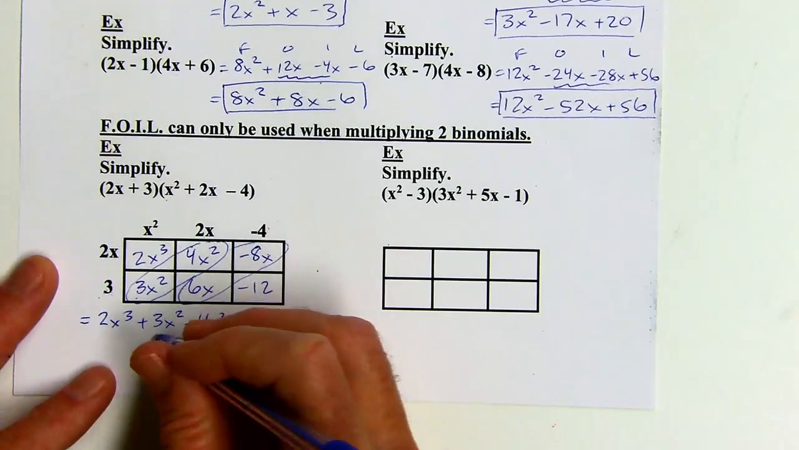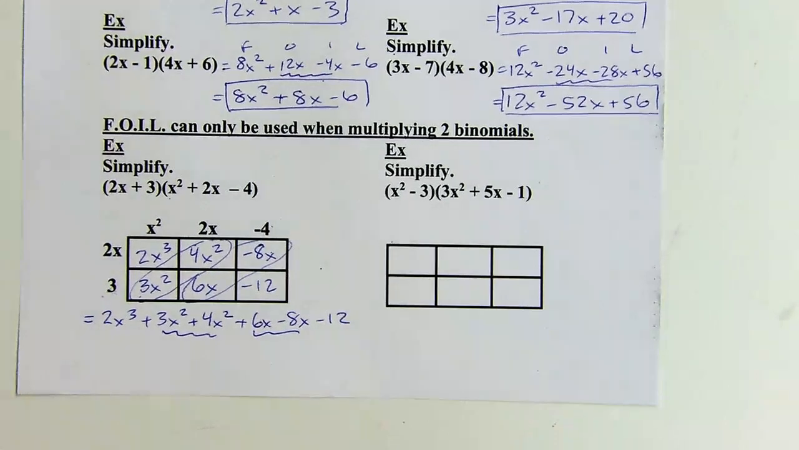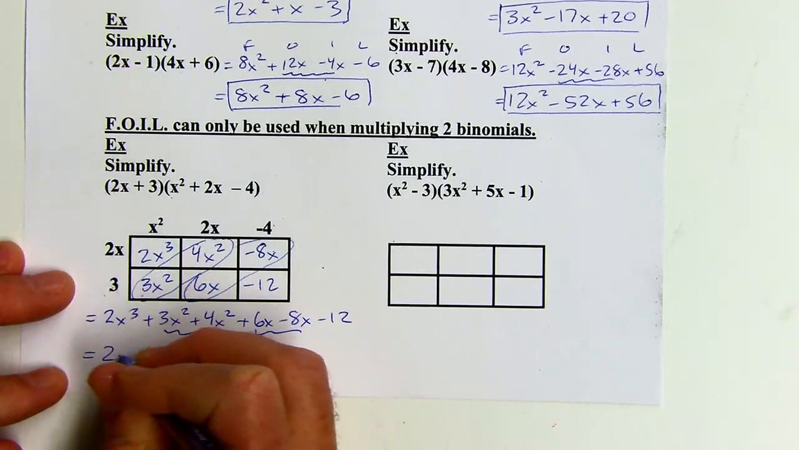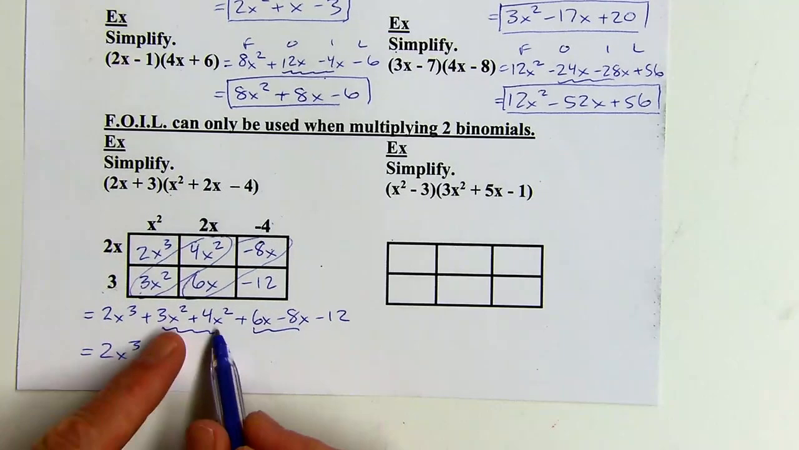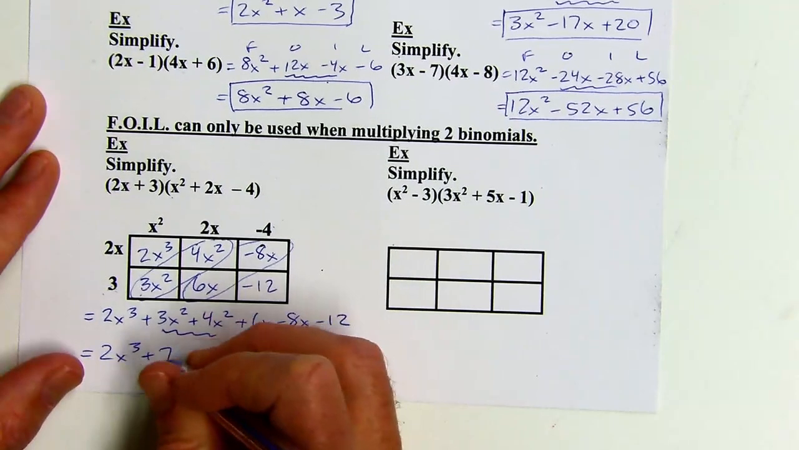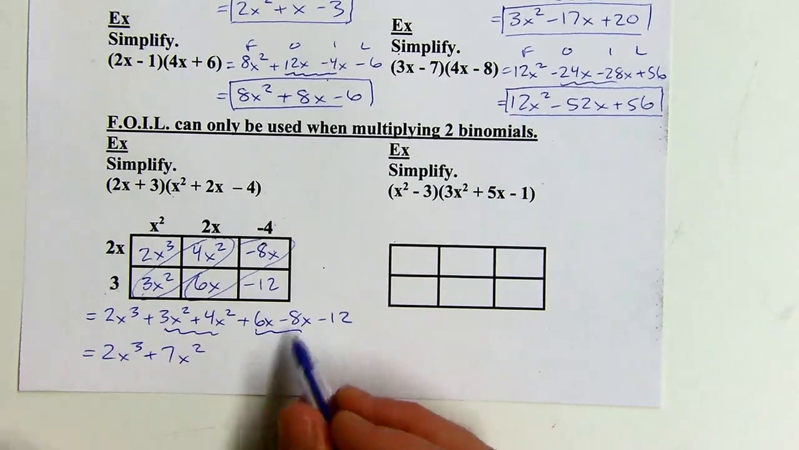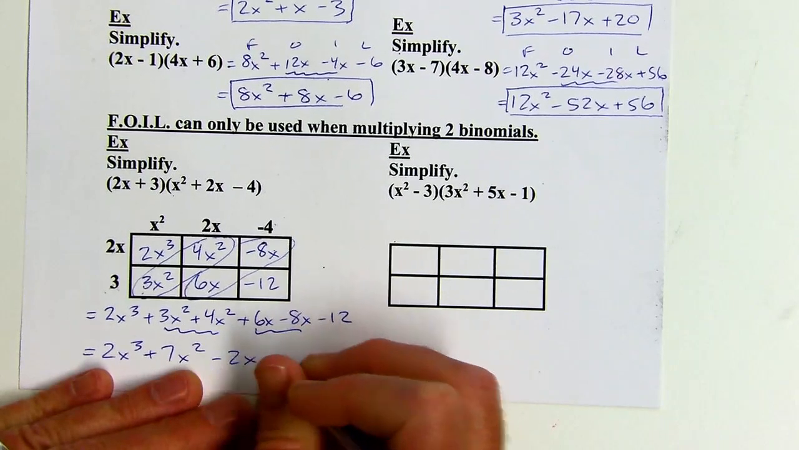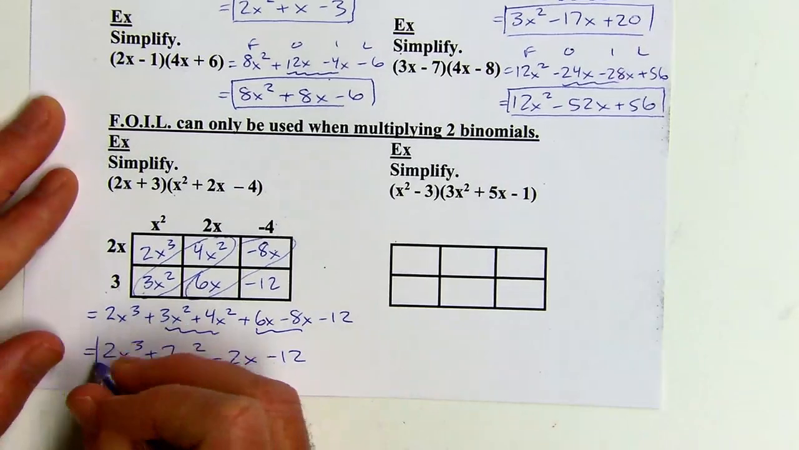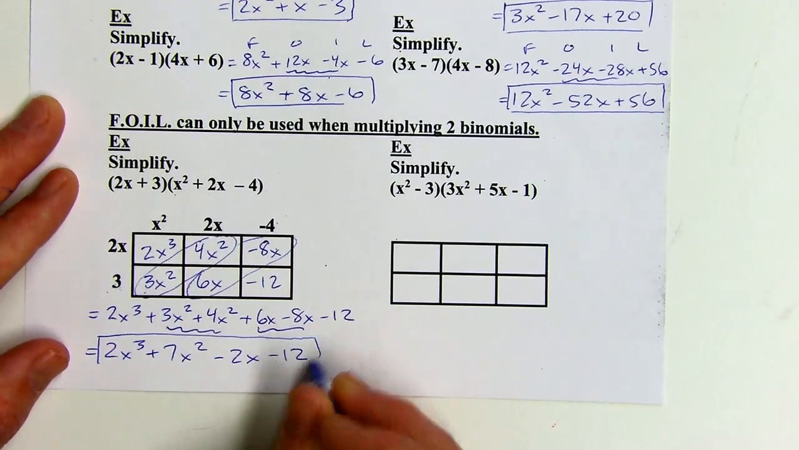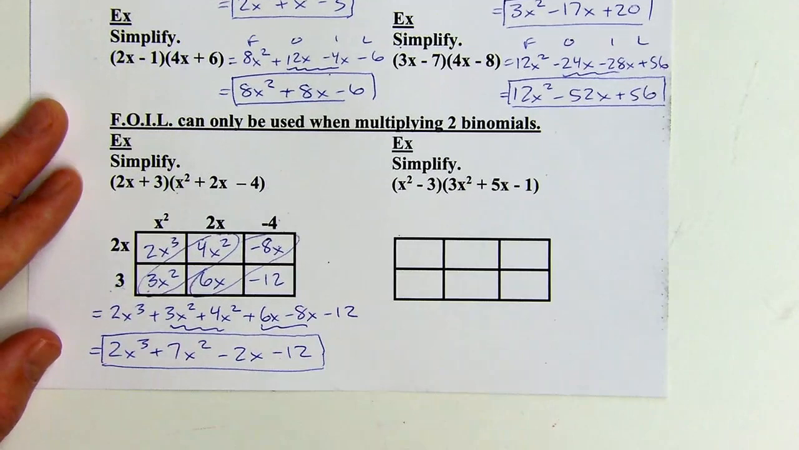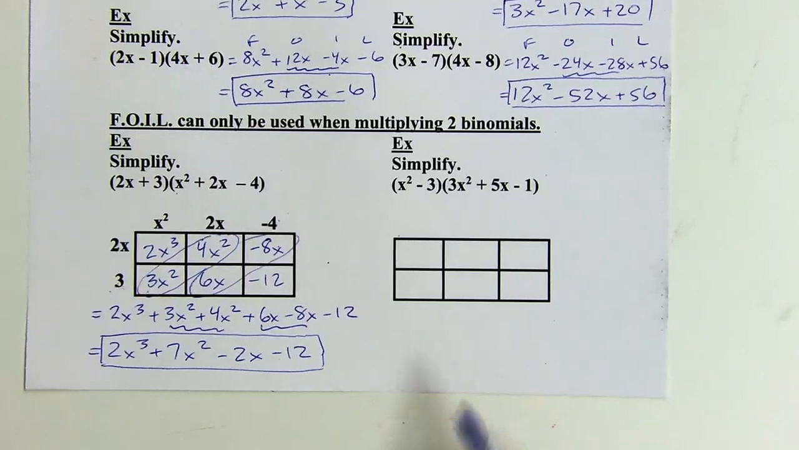And then I want to combine the like terms. I got 2 sets of like terms there. So 2x to the third, this would be 7x squared when I add those. And 6x minus 8x would be negative 2x. And there is my answer. That's what I get when I multiply those two polynomials. Okay, let's try another.